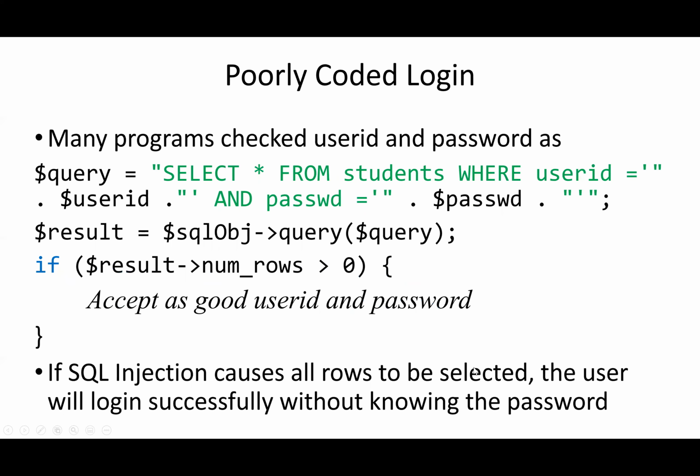Now, a lot of poorly coded programs will do this. And then when they get a result, they'll check how many rows they got. Basically, they're looking at, well, if they didn't get any rows, then the user ID or password are incorrect or not in the database. If they get a row, then it must be in the database. And just to make sure, in case for some reason it's there twice, they'll see if the number of rows is greater than 0. Okay, that's nice.